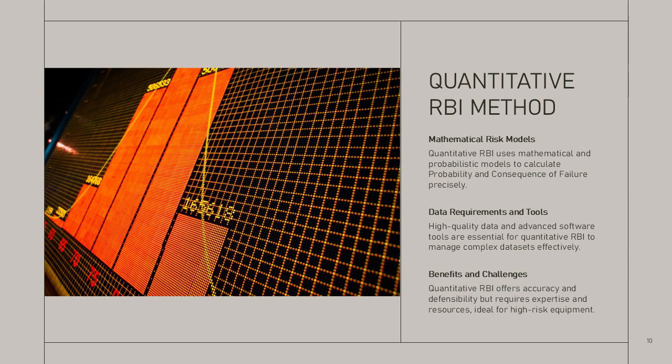The results provide a robust technical basis for inspection interval optimization, risk acceptance decisions, and cost-benefit analysis of mitigation measures. While quantitative methods offer greater accuracy and defensibility, they also require significant expertise and resources. API RP 580 emphasizes that quantitative RBI should be applied where the benefits justify the effort, particularly for high-risk or high-consequence equipment. When properly implemented, quantitative RBI supports optimized, defensible, and auditable integrity management decisions.